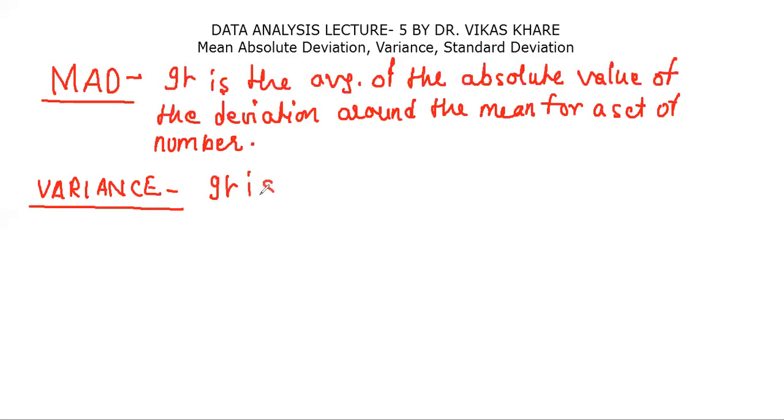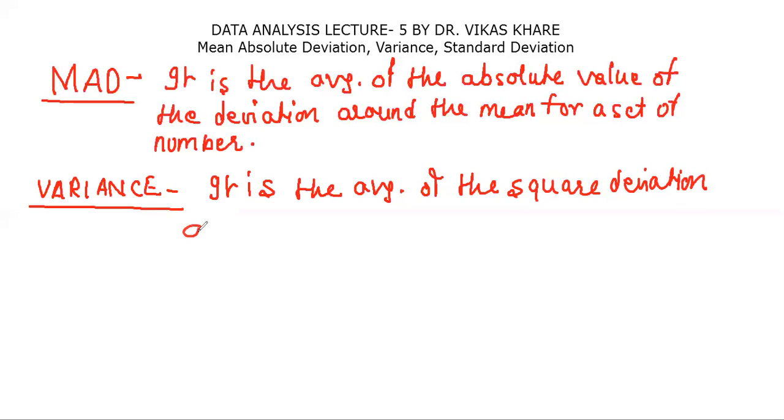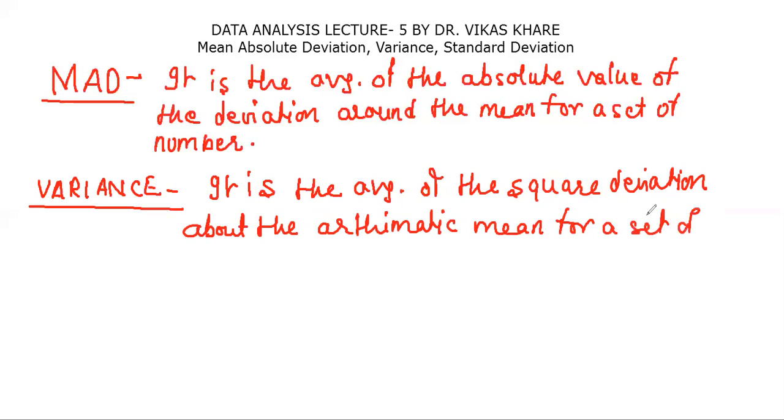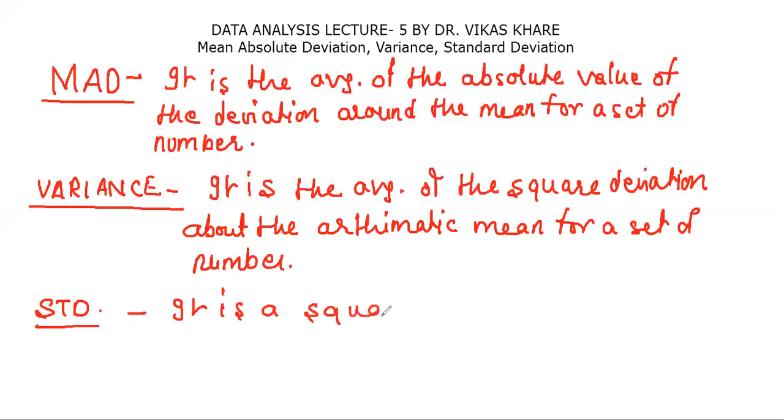It is the average of the square deviation about the arithmetic mean for a set of numbers. Then we come to the basic definition of standard deviation, in short form also called STD. It is the square root of variance.